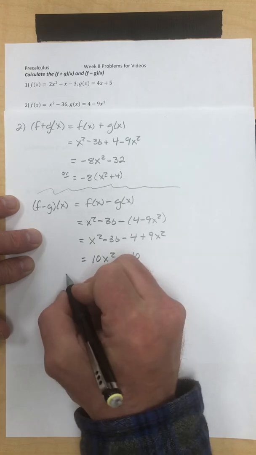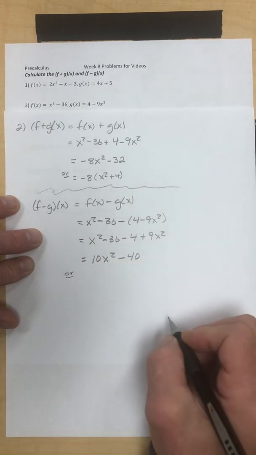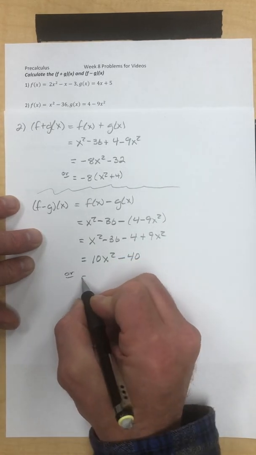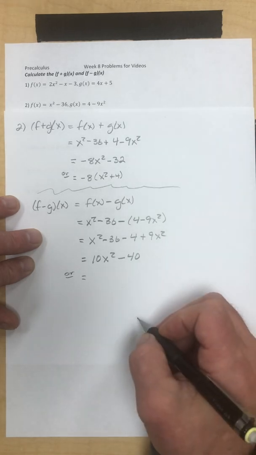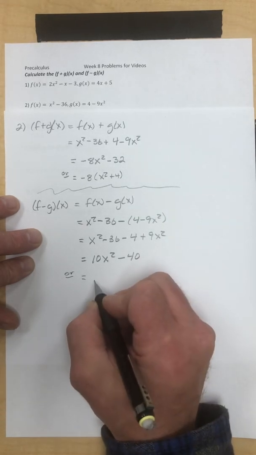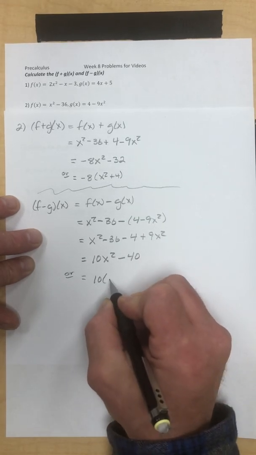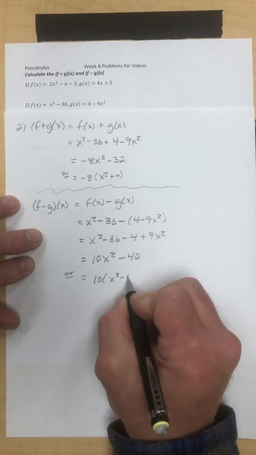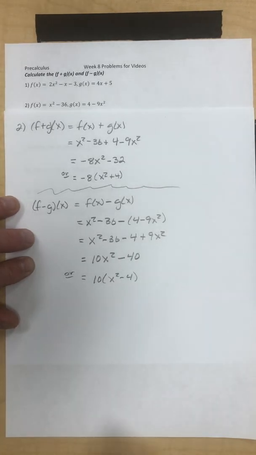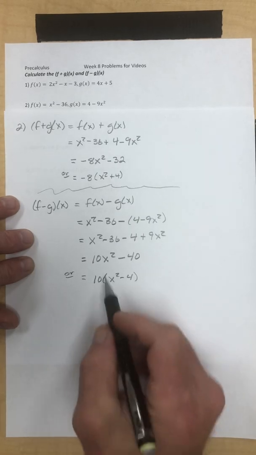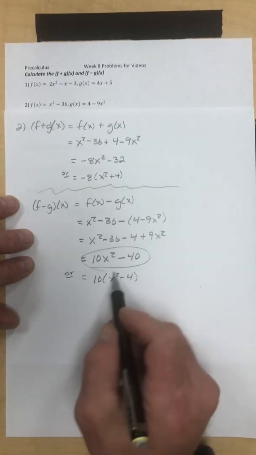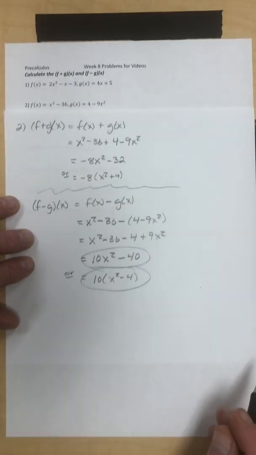There's no reason to do anything else with it, unless, of course, you wanted to factor out a GCF, which obviously is 10. So I could write it as 10 times the quantity of x squared minus 4. But again, there's no reason to do that. There's nothing wrong with that answer. But if you wanted to, you could go that route too.